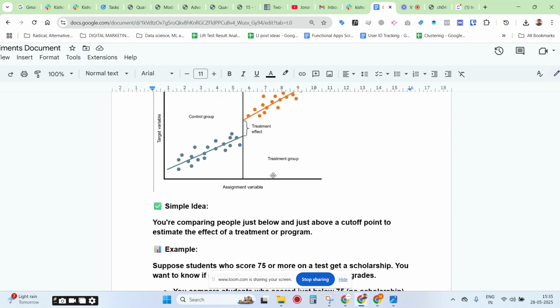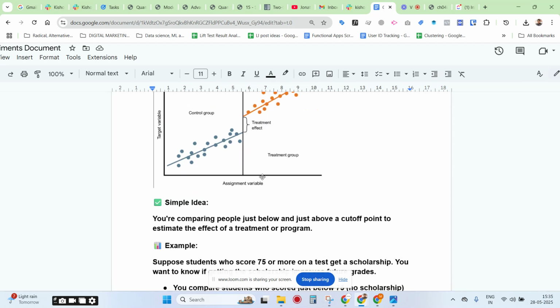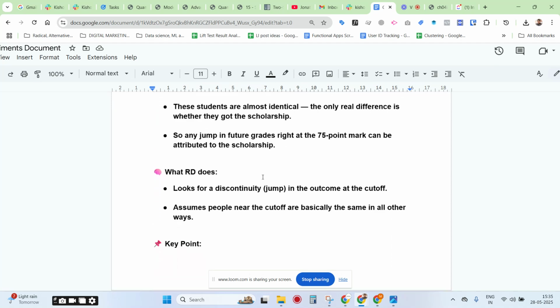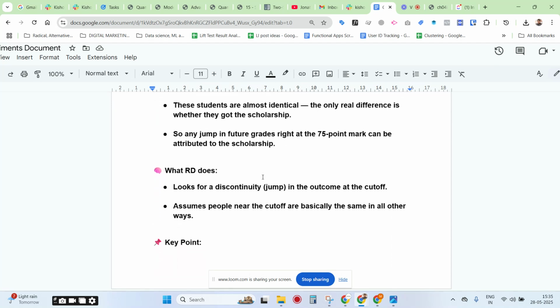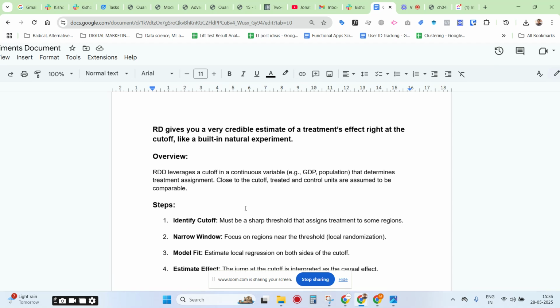So you're trying to understand whether or not there's a discontinuity. The treatment and control groups, as you can understand, are very similar, because they're both very close to 75, the threshold mark. And once they're very close to that threshold mark, they're similar. Now you're trying to understand what happens in the future. If the future performance, for instance, really improves, then you know that that intervention most likely had a very positive effect. So it gives you a very credible estimate of the treatment's effect right at the cutoff.